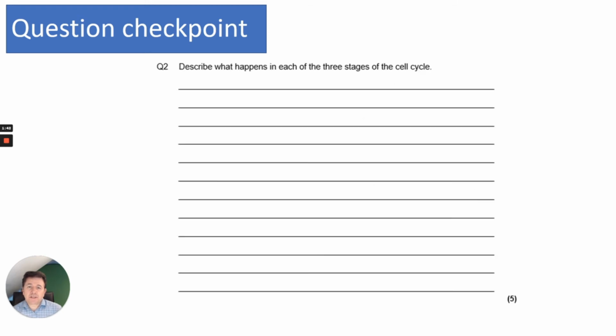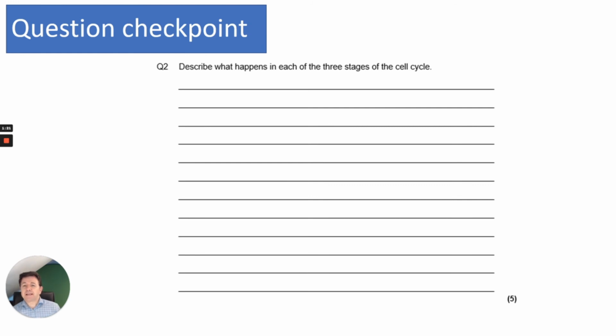Here's a harder question, okay? So it says describe what happens in each of the 3 stages of the cell cycle. So using this video and probably your revision notes, I'd like you to pause and have a go at this question. I'd like you to spend about 5 minutes doing this, okay? Off you go.